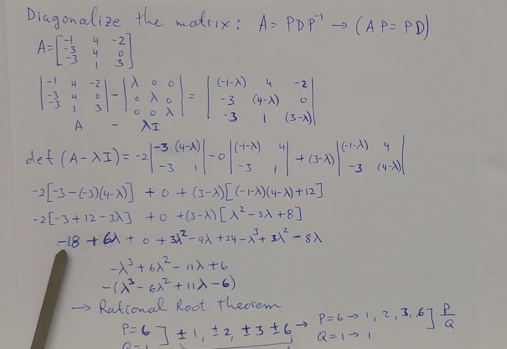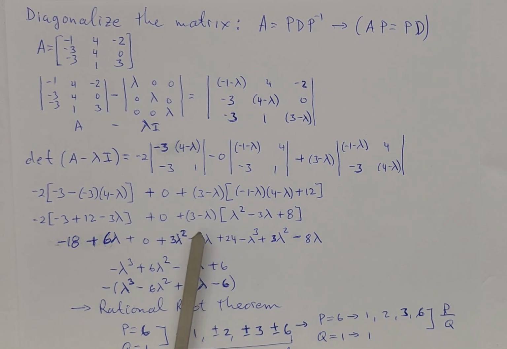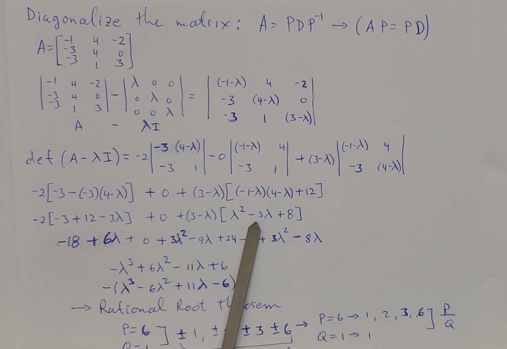9 times negative 2 gives me negative 18. And then negative 2 times this negative 3 lambda gives me 6 lambda. And then 0. All right, so 3 times lambda squared. 3 times negative 3, so negative 9 lambda. 3 times 8 gives me this positive 24. Negative lambda times lambda squared gives me negative lambda cubed. Negative lambda times this negative 3 lambda gives me positive 3 lambda squared. Negative lambda times 8 gives me negative 8 lambda.